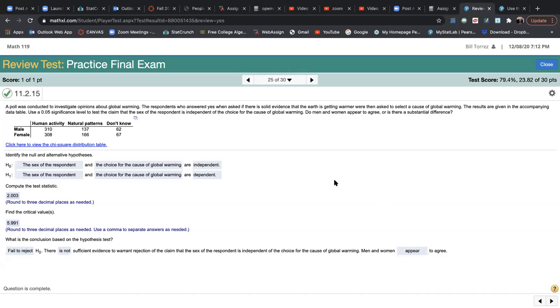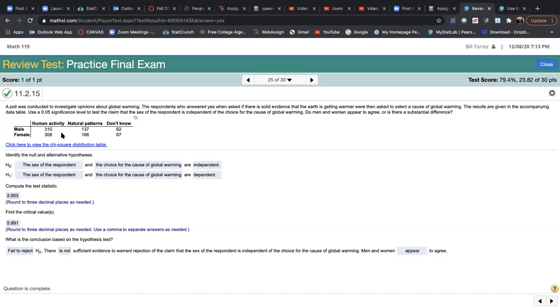Okay, let's go on to number 25. A poll was conducted to investigate opinions about global warming. The respondents who answered yes, when asked if there is solid evidence that the Earth is getting warmer, were then asked to select a cause of global warming. The results are given in the accompanying data table.